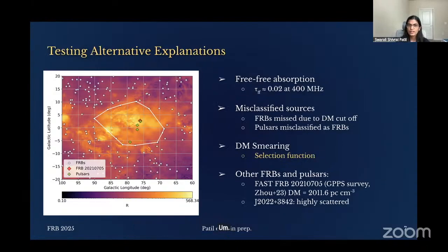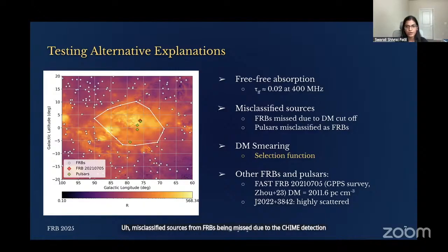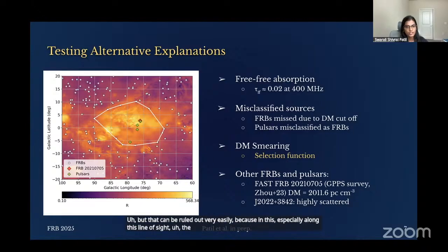There are some other alternative explanations that we test. Free-free absorption, which is negligible at the CHIME frequency. Misclassified sources, from FRBs being missed due to the CHIME detection pipeline DM cutoff. But that can be ruled out very easily because, especially along this line of sight, the bias is in the other direction, meaning DM is heavily underestimated. Pulsars misclassified as FRBs could be a possibility. We do not see any repeat bursts in the current sample that we use for this study, but this can't be conclusively ruled out. We would need separate dedicated studies for that.